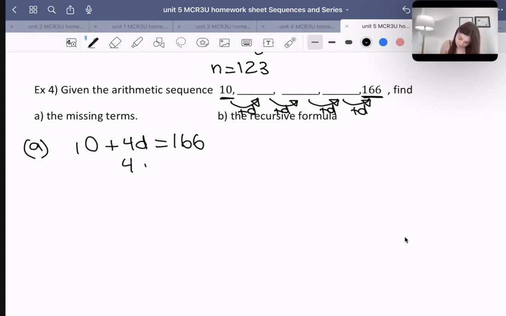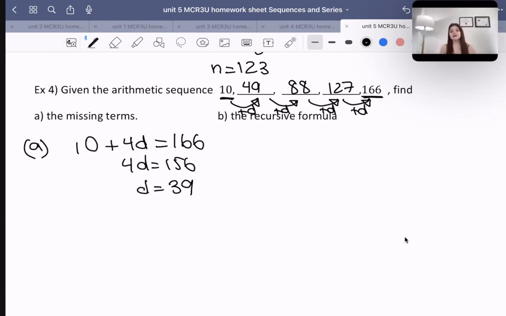Okay, so 4D is equal to 156, which means D is equal to 156 divided by 4, which is 39. So now that we know 39 is our difference, all we need to do is take 10 and add 39, and take that number and add 39, and so on. So 10 plus 39 is 49. 49 plus 39 is 88. 88 plus 39 is 127. And then when we add 39 again, we should get 166 if we did it correctly. And we do. If we add 39 again, we do get 166. Now, let's say we didn't.